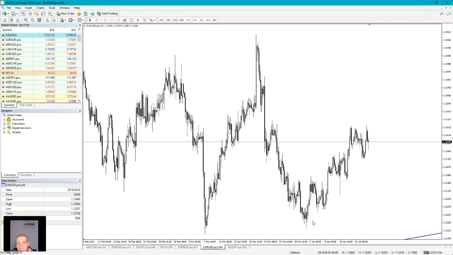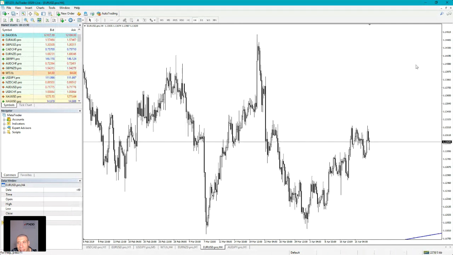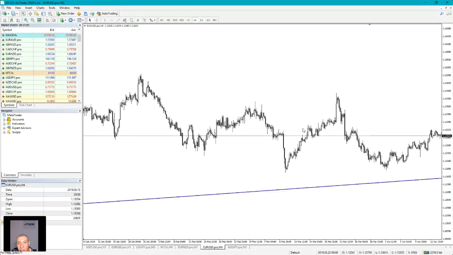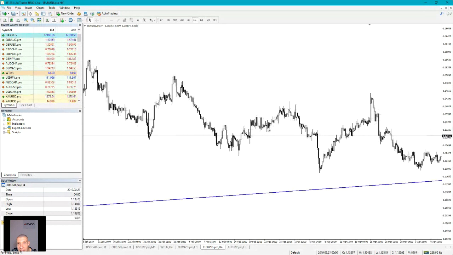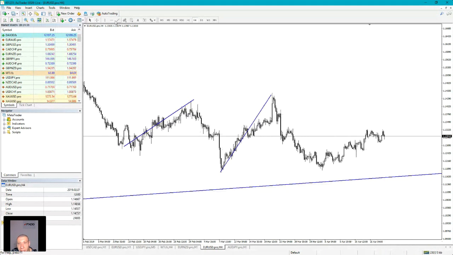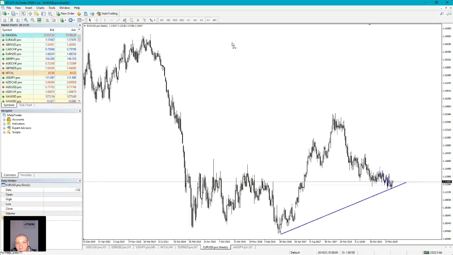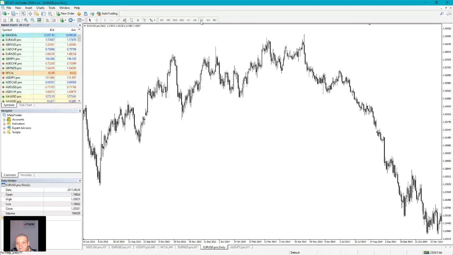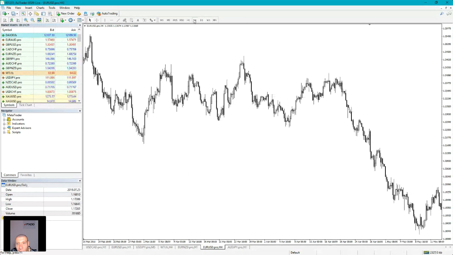Usually what I do is entering on a pullback. So you see here, guys, there were a lot of pullbacks, and all of these trades here would have been in profit if you time your entries correctly. Now, timing your entries is something we will be talking about, but just for a general trend MTF analysis, this is how you do it: weekly for trend, daily for momentum, and 4 hour for entries.